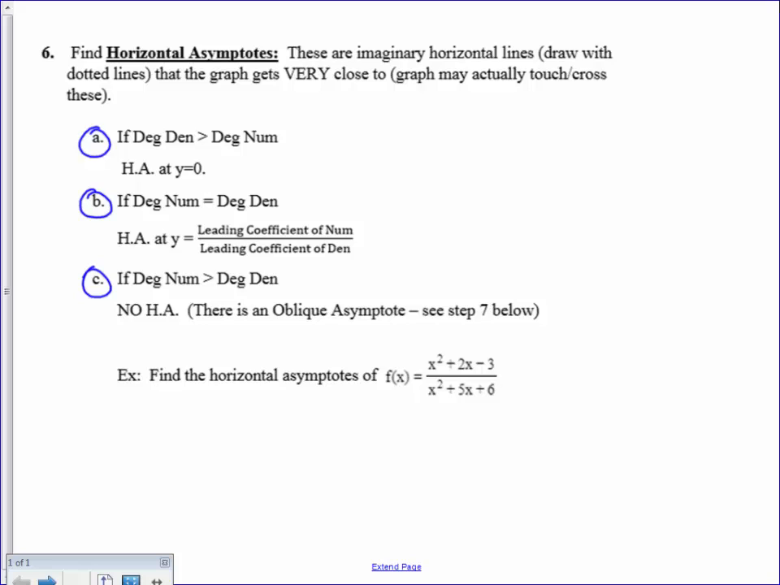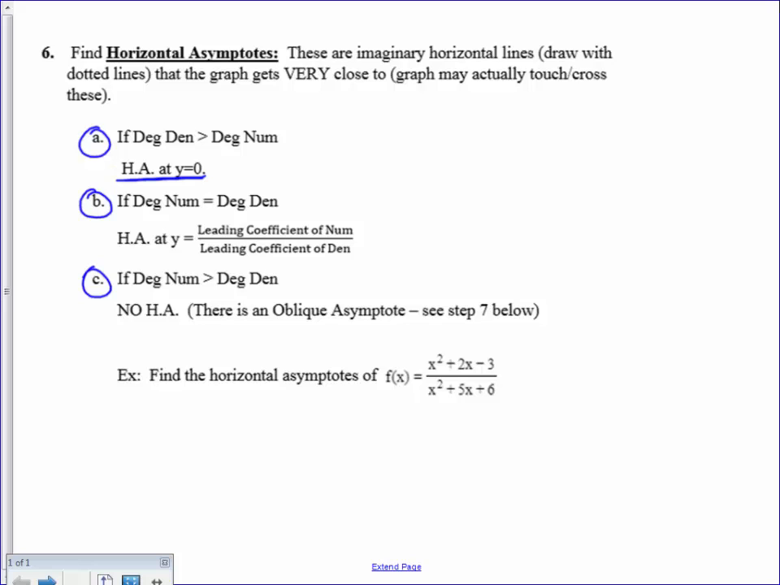The first situation is if the degree of the denominator is larger than the degree of the numerator, you automatically have a horizontal asymptote at y equals 0. You don't have to do any kind of work in that particular problem. Look at the example that we have down below. Is the degree of the denominator larger than the degree of the numerator? No. All right, look at part B.